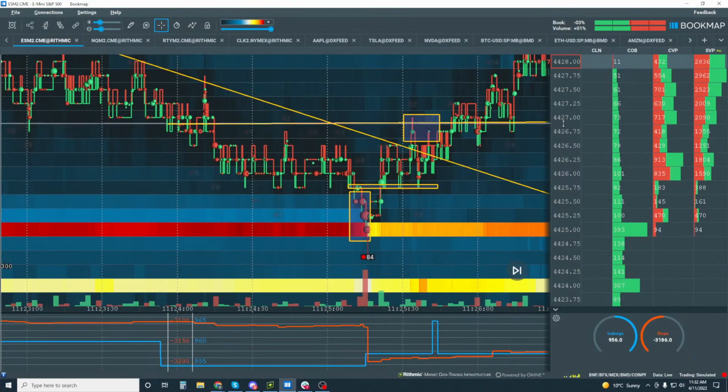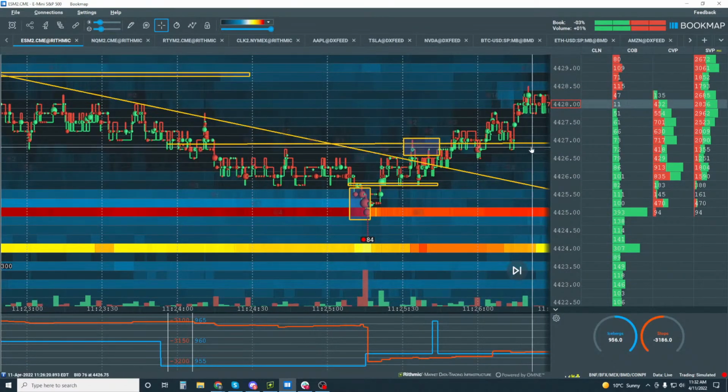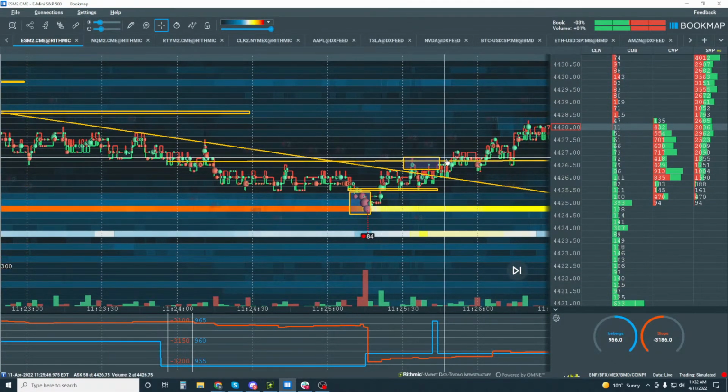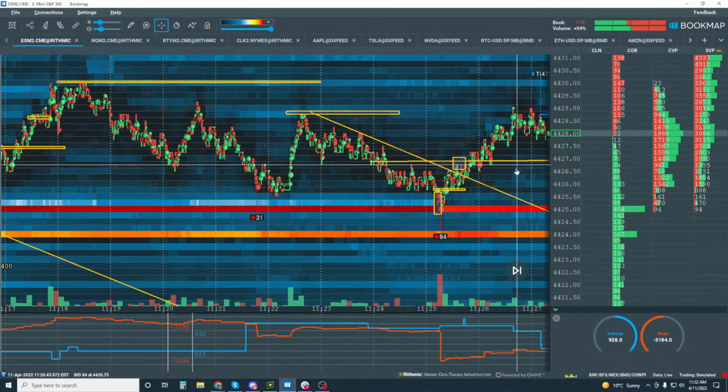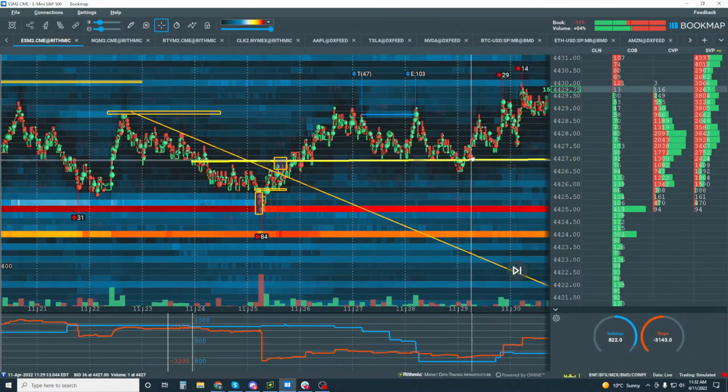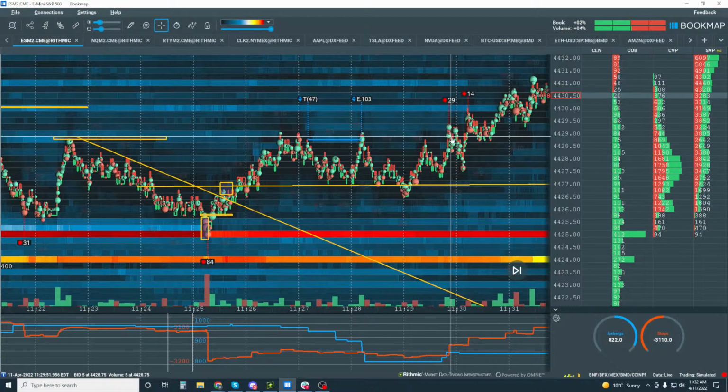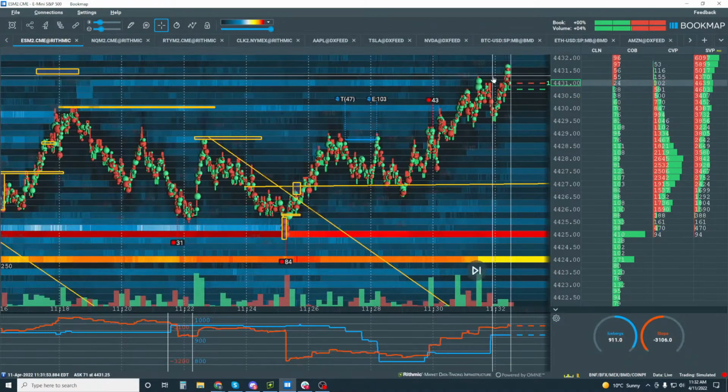All right, so that's fine. Did they break structure? Yeah, they did the smaller structure first. Now can they get up to this structure? Yes. Now can they break that structure? Okay, look for a pullback maybe to here, 27. Beautiful. Look, do we get buyers up here? Yes. Okay, now we can get our move higher.